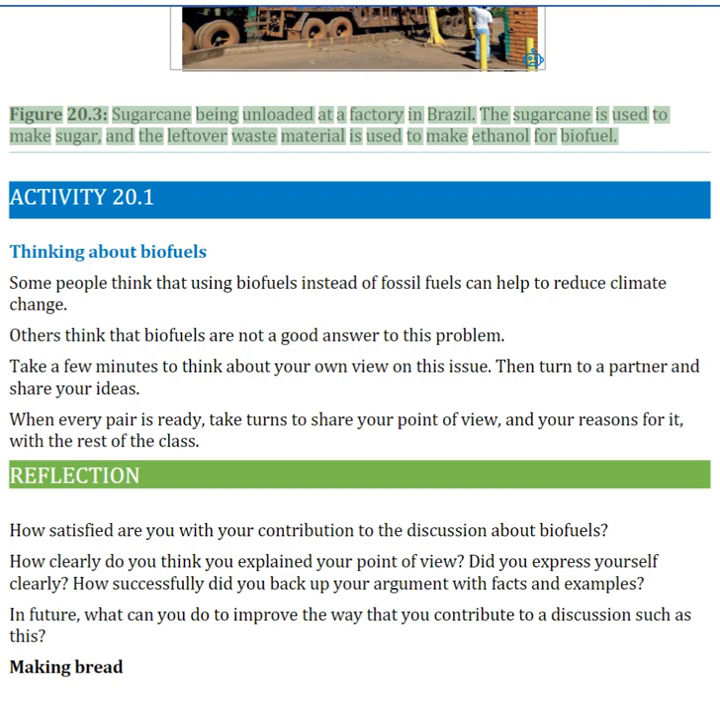Figure 20.3, sugarcane being unloaded at a factory in Brazil. The sugarcane is used to make sugar, and the leftover waste material is used to make ethanol for biofuel.